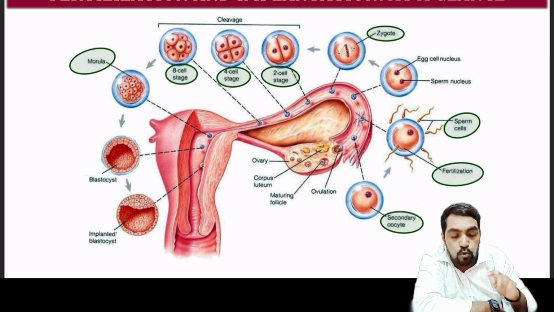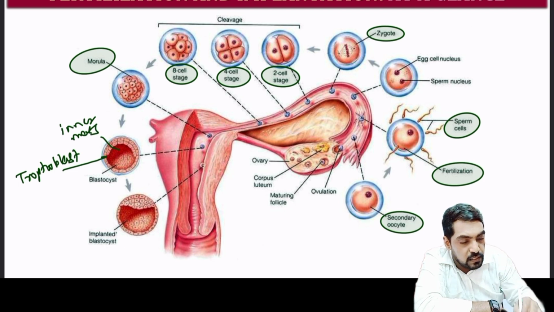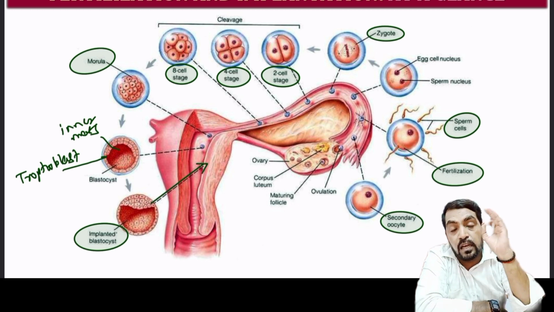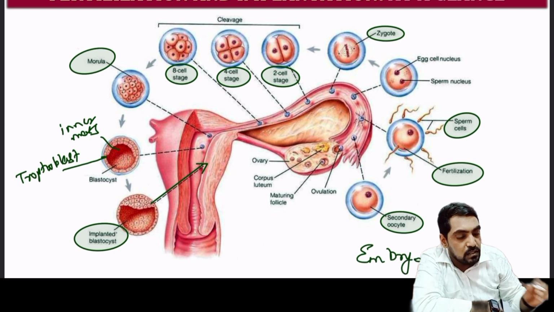Now till morula you can say zona pellucida is there. Even after blastocyst the zona pellucida remains, and once the cells are arranged, the outermost layer of the cell is called trophoblast of blastula, and there is inner cell mass. Once the blastocyst formation takes place, there is implantation. After implantation, there is a very important step, gastrulation, that is formation of 3 germ layers. And once the 3 germ layers are formed, there is development of the complete embryo. So this is how fertilization and implantation take place in human.